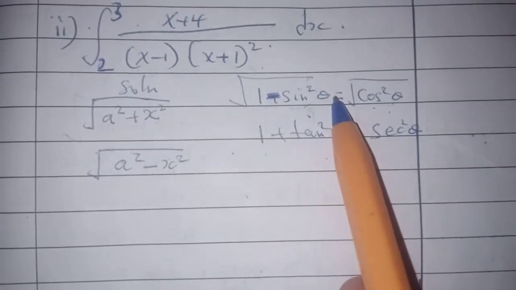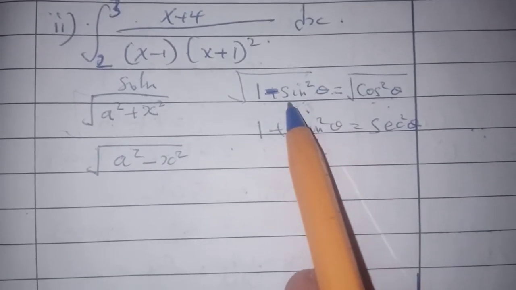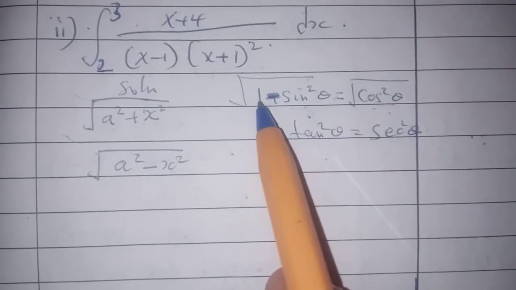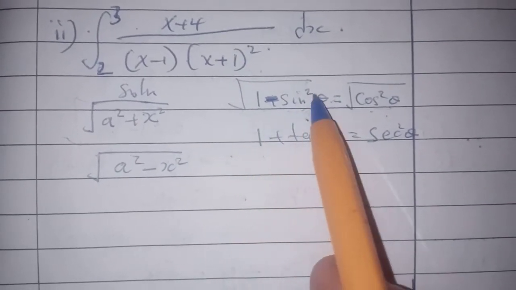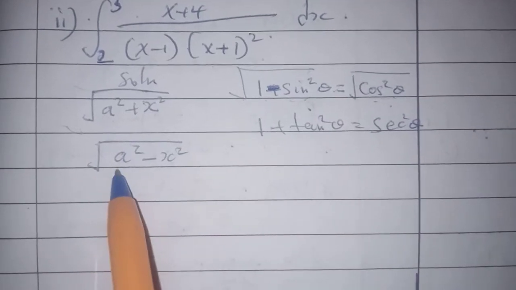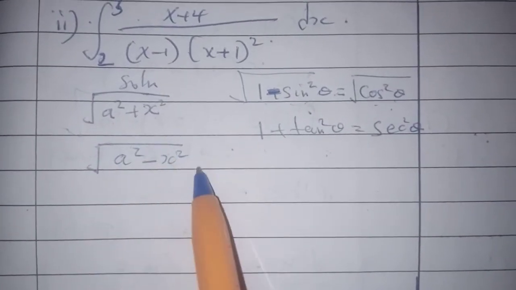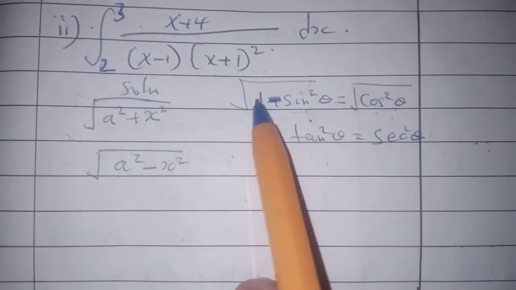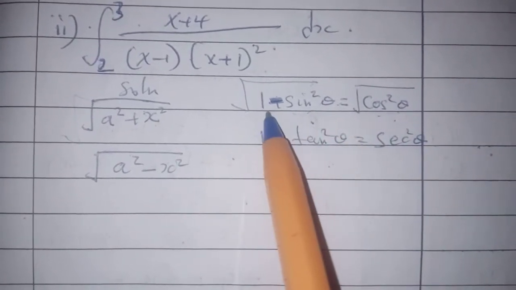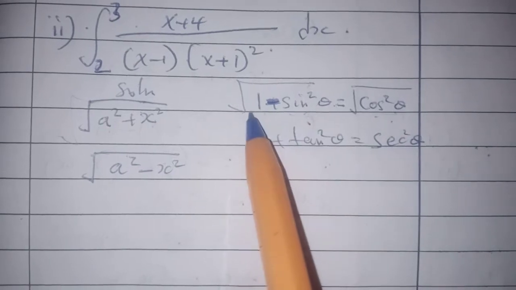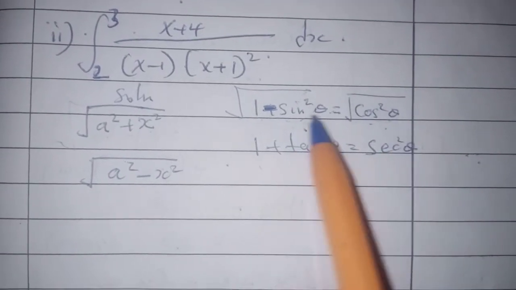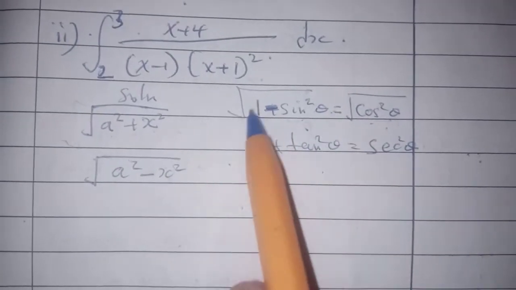So we take this as maybe sine x. Therefore, it could be 1 minus sine squared x. When we find such a scenario, it is advisable to use this trigonometric substitution. So we will just consider sine. 1 minus sine squared theta gives us cos squared theta. So we will force this to appear in our root here.